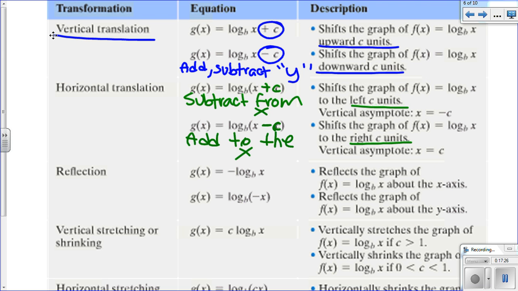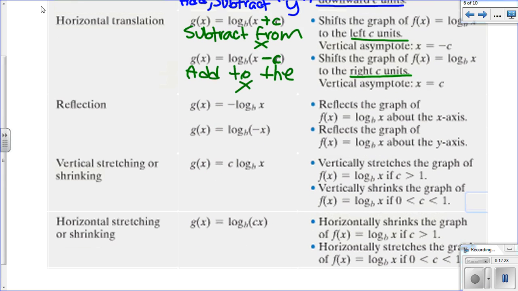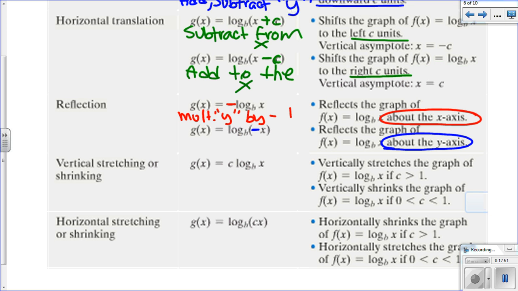We have the two reflections that we already looked at on the previous slide. If the negative sign is out here, it will be a reflection across the x-axis. That means you multiply y's by -1. If you have a negative inside the parentheses, then that means you are going to reflect across the y-axis, and that means you will have to multiply the x values by -1.